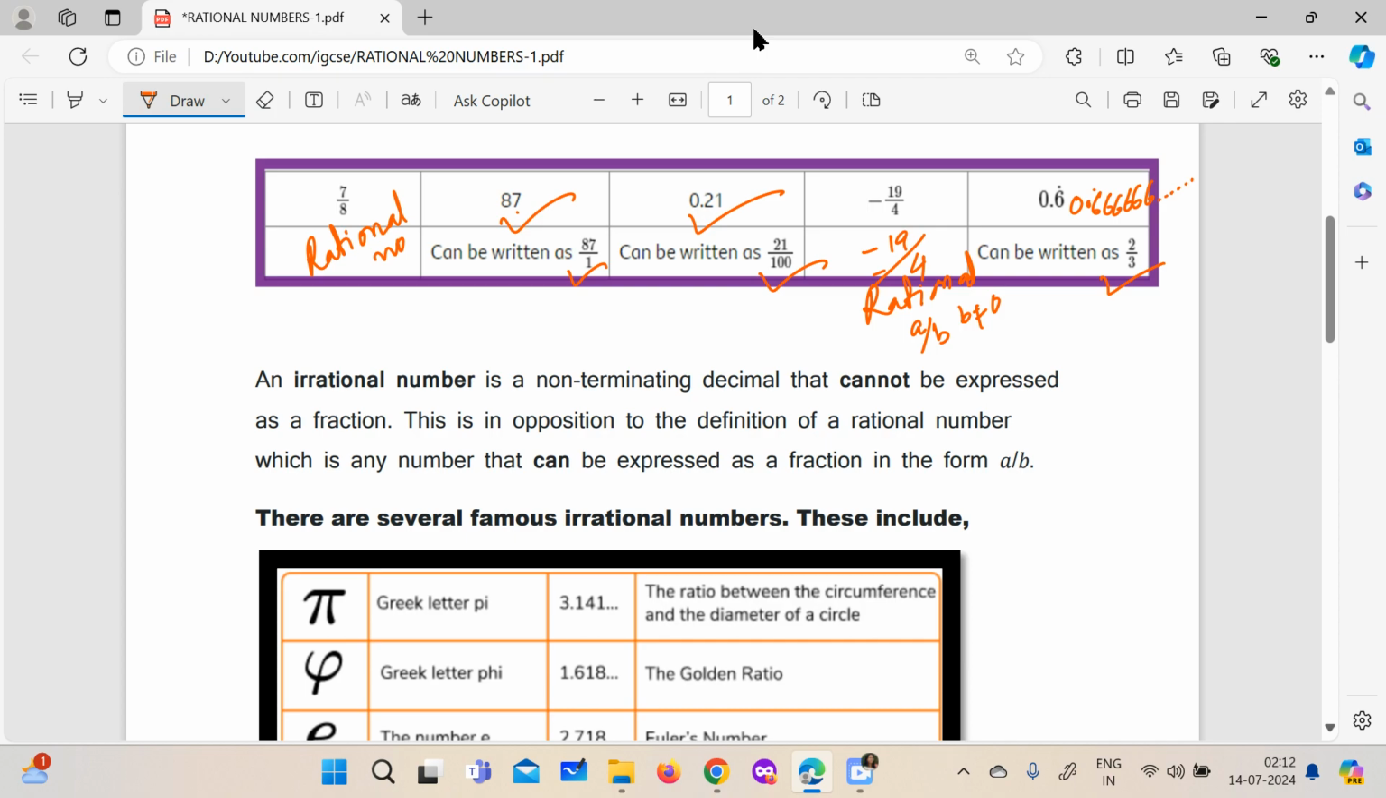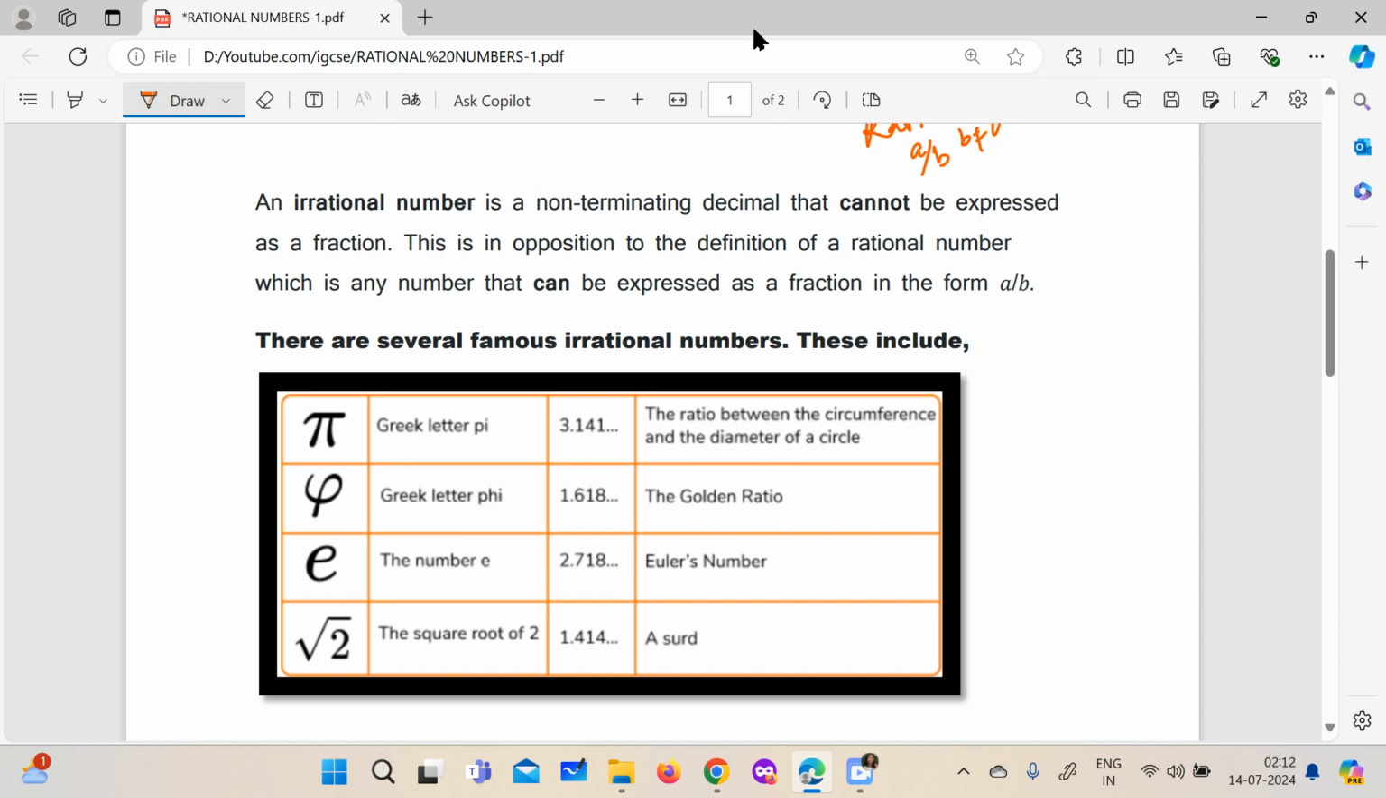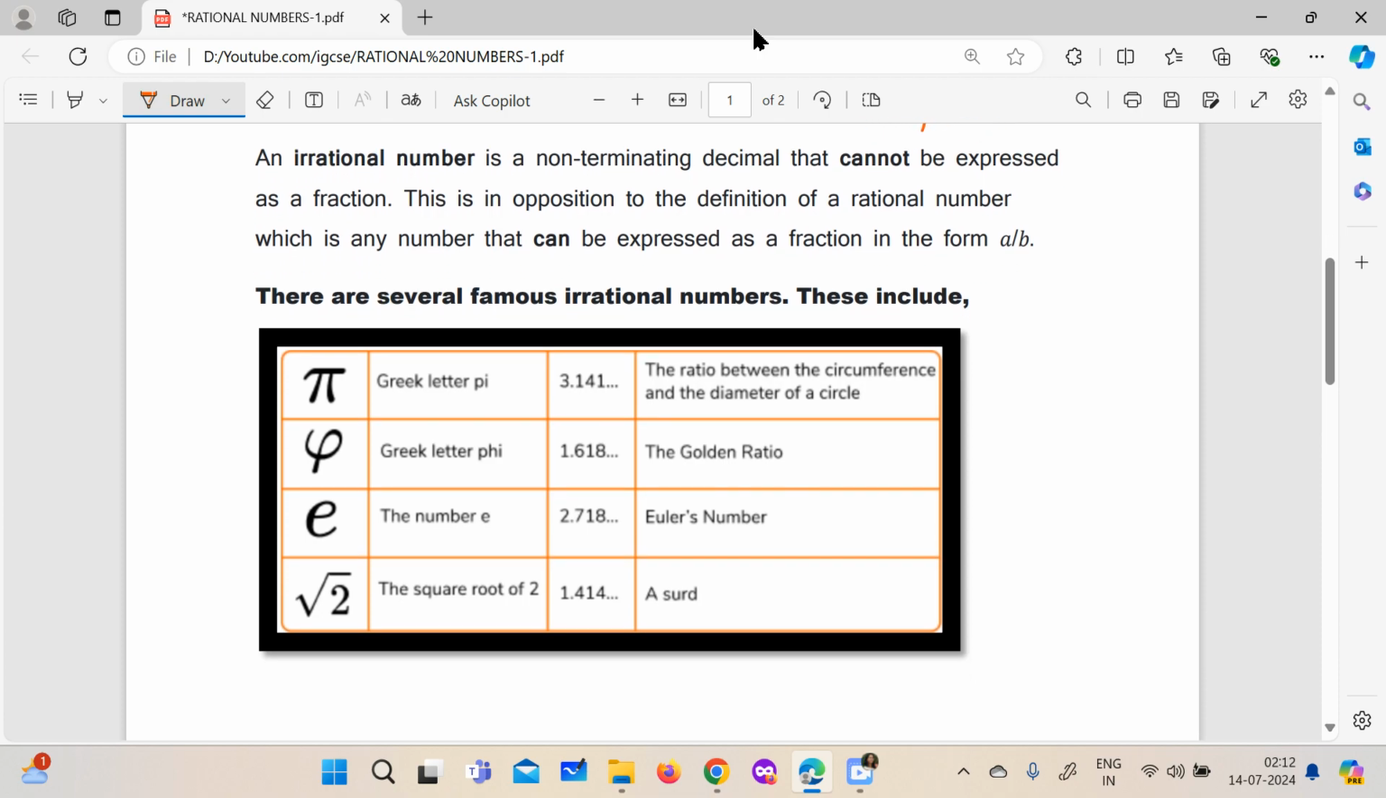Now, let's move to irrational numbers. See, an irrational number is a non-terminating decimal. Non-terminating means it is recurring, it will not end. Okay, a decimal that cannot be expressed as a fraction. So, an irrational number is a non-terminating decimal which cannot be represented as a fraction. This is in opposition to the definition of a rational number. Yes, irrational numbers are opposite to rational numbers.